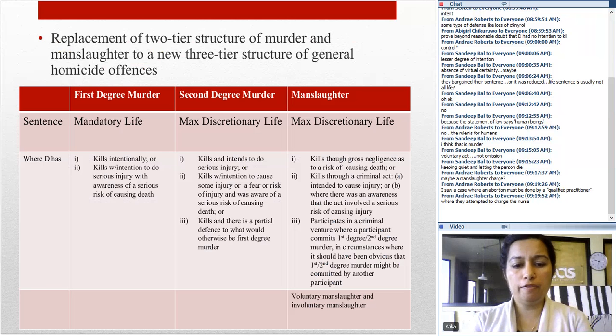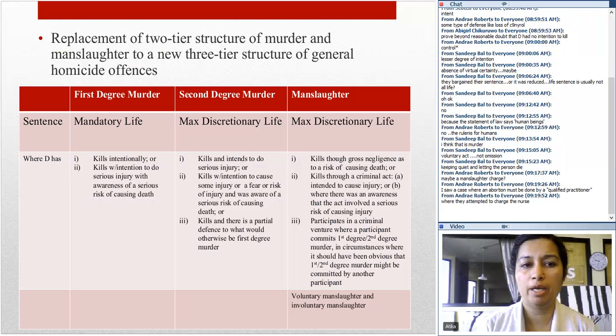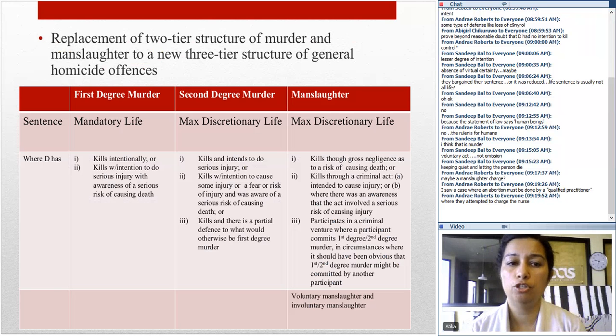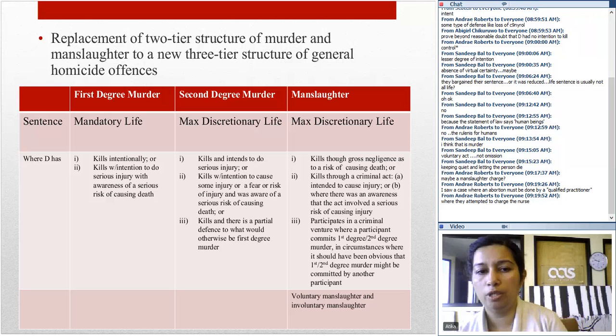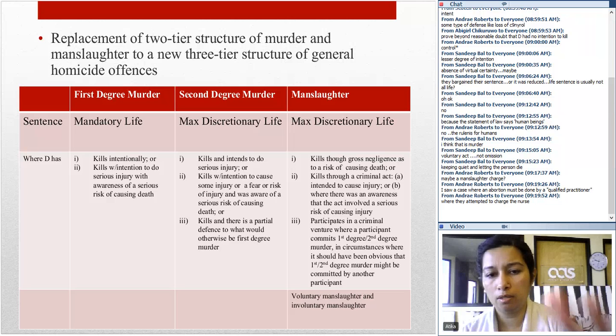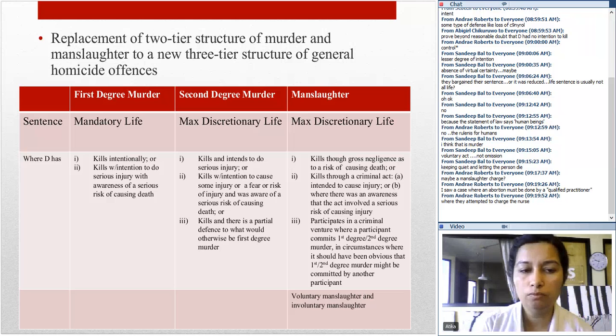Okay, there was a reformation in murder. Before, it used to be a two-tier structure of murder and manslaughter, and they moved it to a new three-tier structure of general homicide offenses. I'm just going to quickly skim through this, and we'll continue with the same slide next week because we're running out of time. So I'm just going to leave it open for you for now and just tell you a little bit about it.